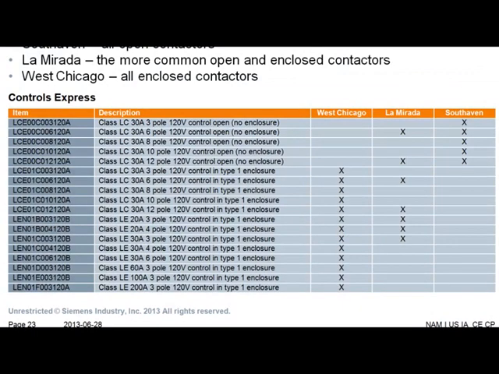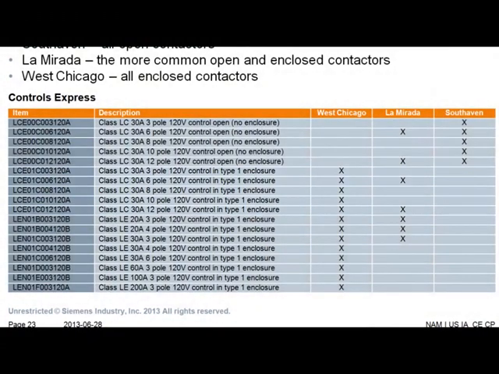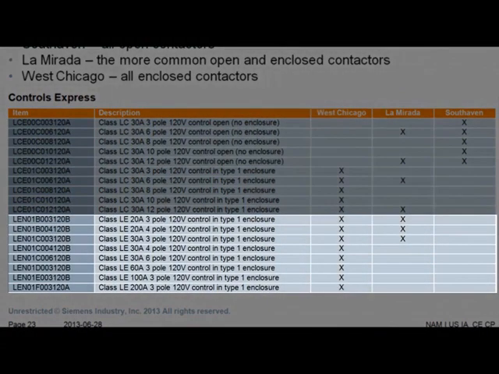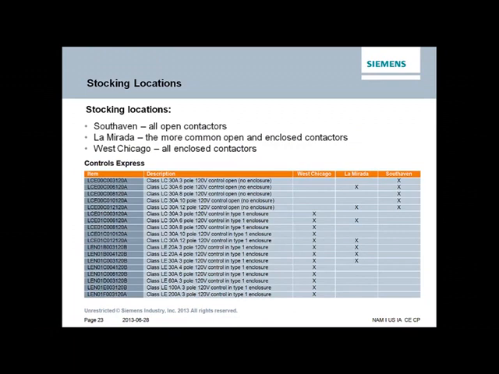The next group of contactors are the LC contactors in type 1 enclosures. Those include 3 through 12 poles, and those are all stocked in West Chicago, and a few are also stocked in La Mirada. The last group of contactors are the LE contactors in type 1 enclosures, and those are now stocked in West Chicago, and a few of the more common ones are also stocked in La Mirada. Again, if you're not familiar with the Controls Express program, go to the DRC and you'll find the brochure, not just for lighting contactors, but for other enclosed products as well.